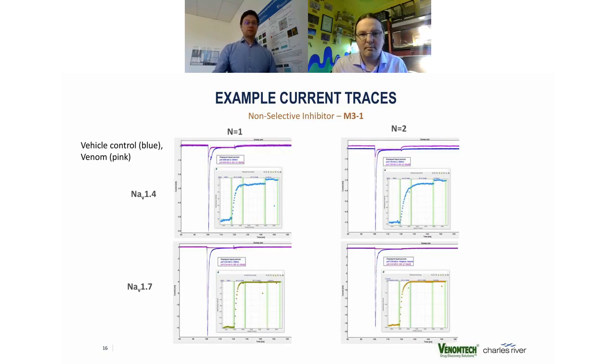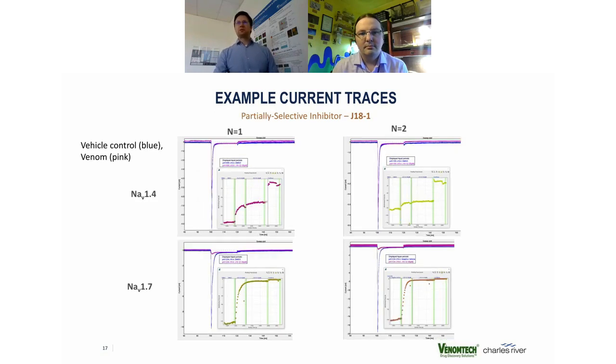On the next slide, we're showing a non-selective inhibitor. Again, in a similar way, in the current traces, our vehicle control is in blue, the venom fraction is in pink. We're showing initially in the IT plots the vehicle control, and then you can see how the current just decreases over time for each example. So we're seeing very nice biological inhibition of the current.